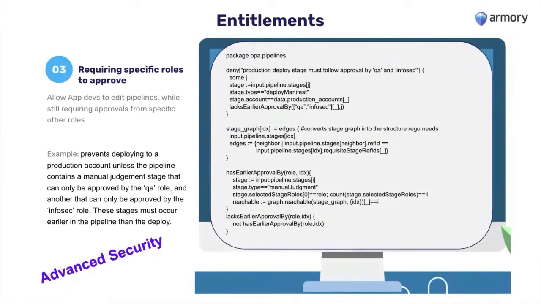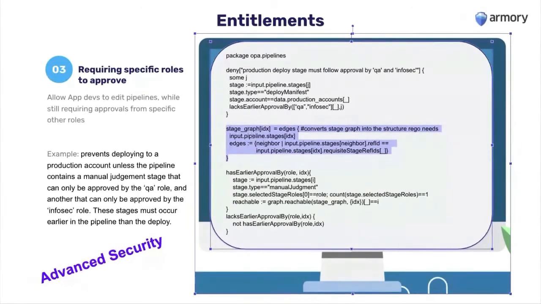So unlike our earlier example, this example cares about the order of the stages in the pipeline. So how does it work? This stage graph data structure reads the input, and the input contains a series of stages, all of the stage data for the pipeline that is being executed, or in this case, saved. And that stage data is in a native Spinnaker format. So this code here creates a data structure called stage graph, and it is in a graph format that is easy to use in Rego.